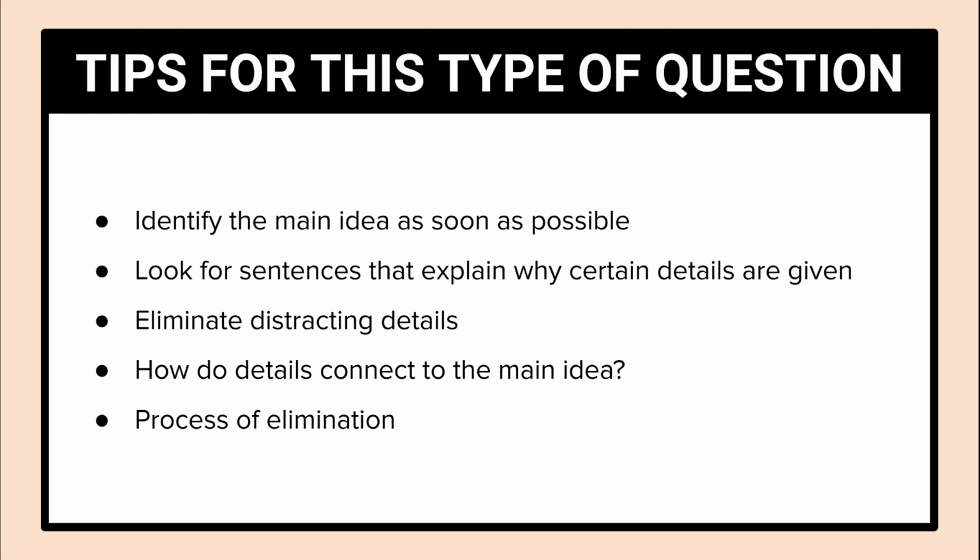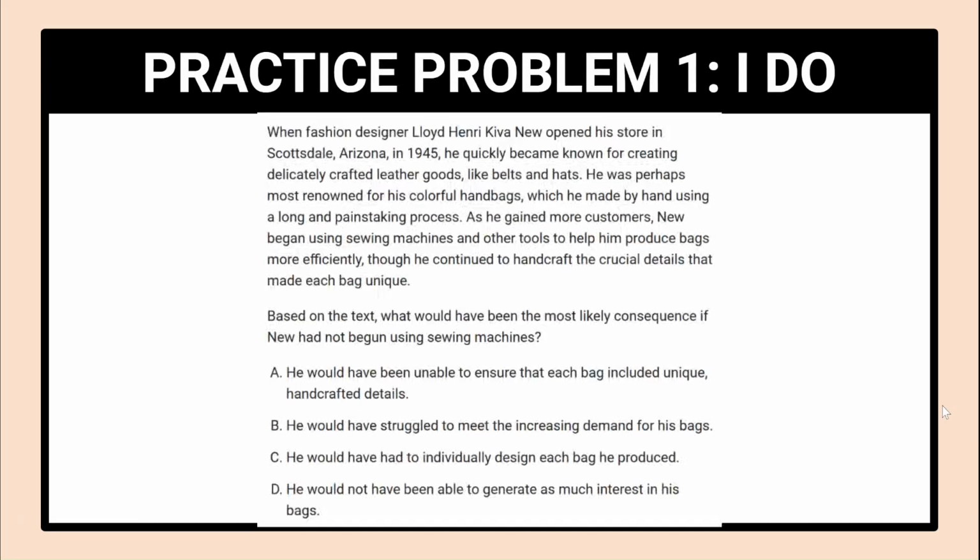And tip number five is going to be process of elimination. With this question, it's going to be very useful to you, especially with the distracting details. If you find any details that are distracting or otherwise unnecessary, if you're able to rule them out, then you should definitely use that as a resource for you. So, let's look at practice problem number one.